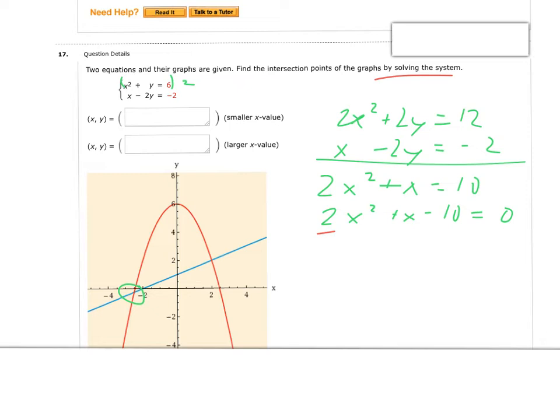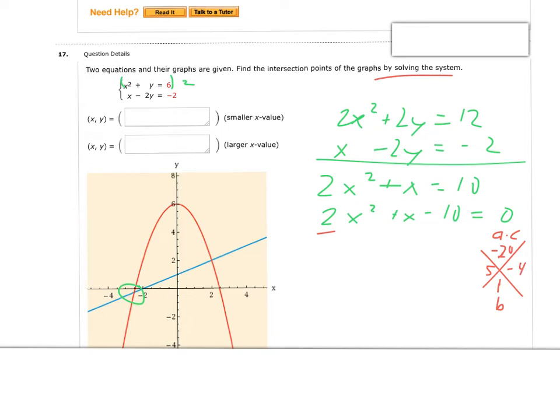I'll show you my technique. If you have a different one, you can certainly use it. So I always put a times c on top, so that's going to be -20 in this case. And then b on bottom, which is 1. And then I think of two numbers that multiply to the top and add to the bottom. So that sounds like 5 and -4 to me.